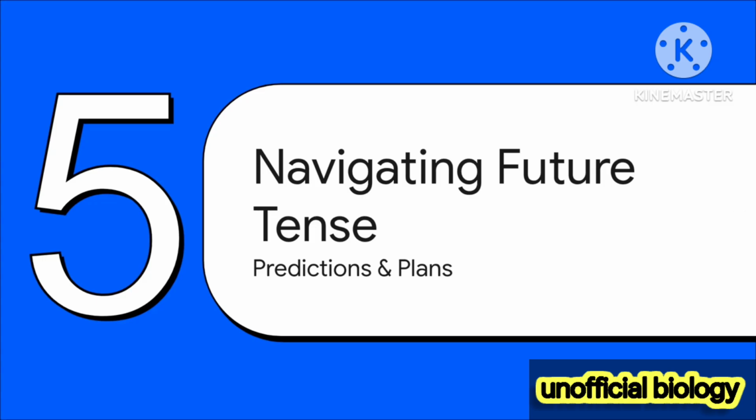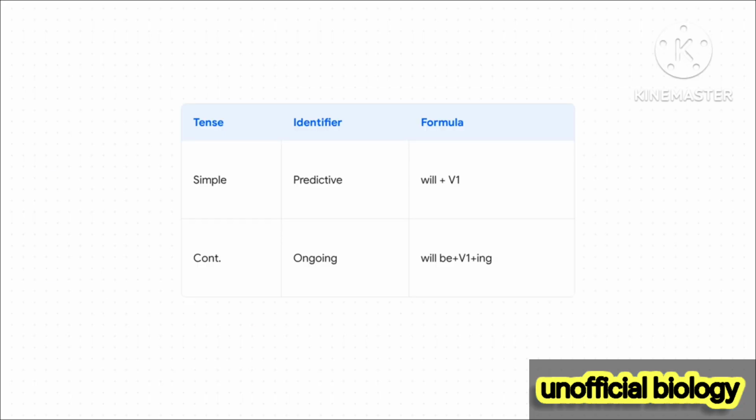All right, section 5. Navigating the future tense. Predictions and plans. Now for our final time frame, the future. For future actions, we basically just listen to our internal thoughts for predictive endings. Think sounds like ga, ge, or ji. A simple prediction means we use the will plus V1 formula. But if you're envisioning an action that will be actively ongoing at a specific moment in the future, you'll need the will be plus V1 plus ing formula.